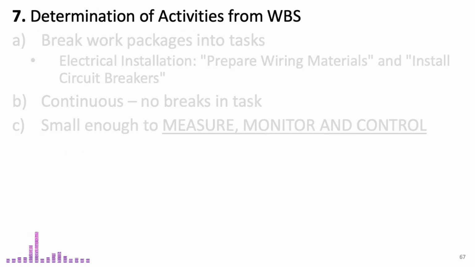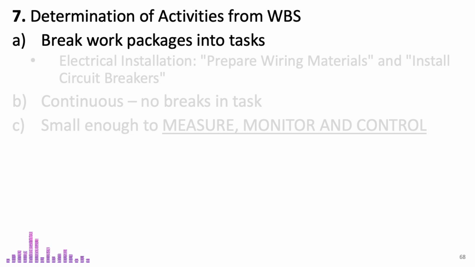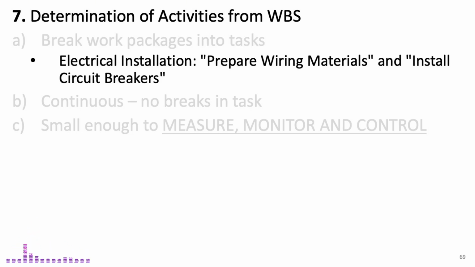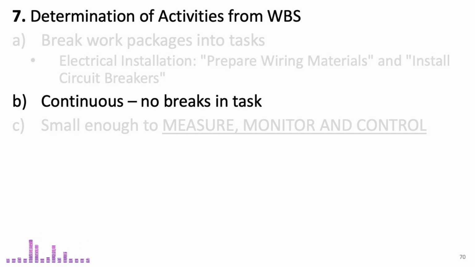Once a valid WBS is developed, you can use it to determine specific construction activities. For each work package at the last level of the WBS, break it down into tasks required to complete the deliverable. For example, a work package like electrical installation can be broken into tasks such as prepare wiring materials and install circuit breakers. When breaking work packages into activities, keep in mind that activities should be continuous, no breaks within a single activity, so they can be represented as single bars on the schedule. If breaks are necessary, create separate activities.